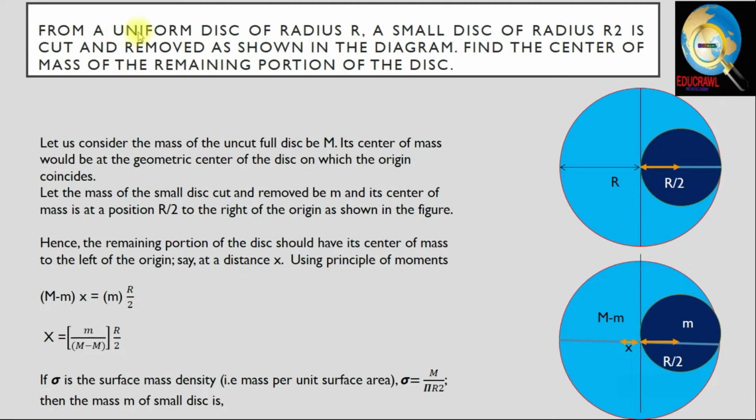First problem. From a uniform disk of radius r, a small disk of radius r by 2 is cut and removed as shown in the diagram. Find the center of mass of the remaining portion of the disk.